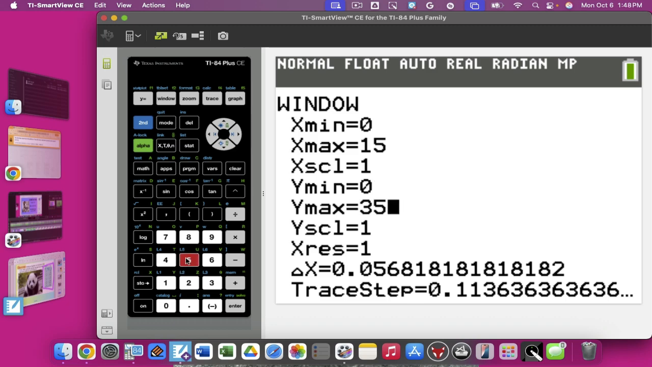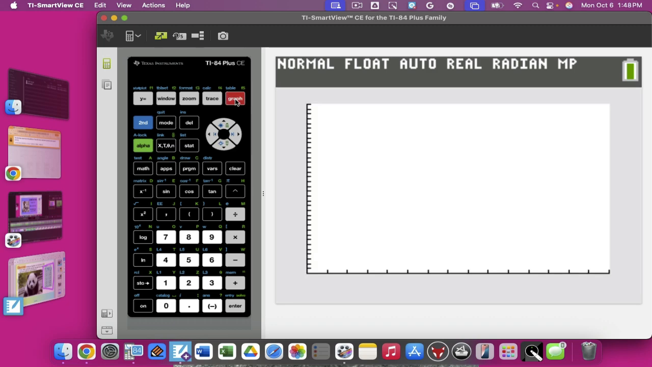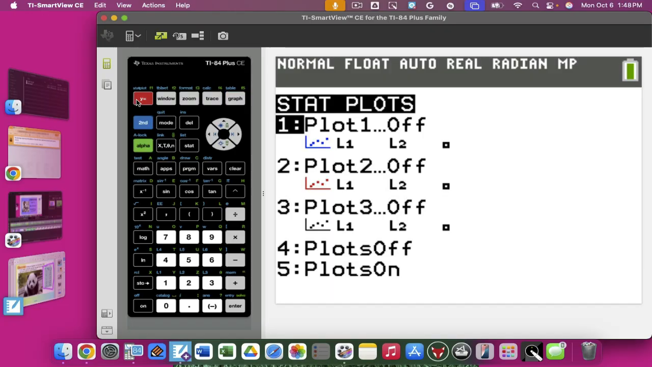So you adjust the window, you hit graph, nothing shows up. Somebody in period 2 remembered this, I was impressed. There's a way to get the graphing calculator to show those points, but you have to do something. Anybody know what it is? Is it Zoom? It's not Zoom. Oh, we got 2 people that remember. You're not going to hit Y equals. You're going to hit second Y equals.